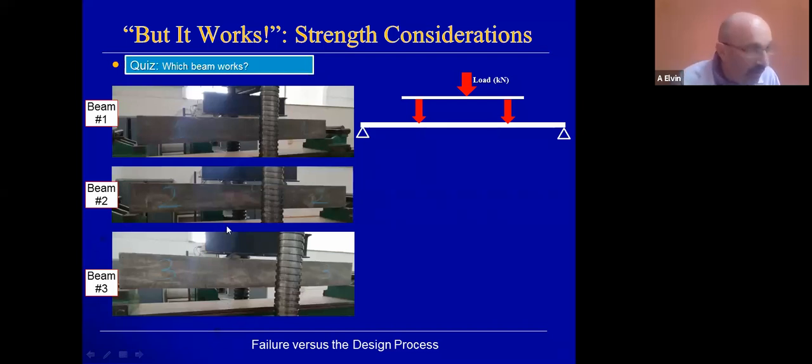Can anybody tell me or type away in chat which beam has failed and which beam works, or any other comment that you might want to write? Let's give you a few seconds. Which beam works? Could you tell me, please? All of them are supporting dead load, and all of them are supporting a little bit of live load. Now I want to know, perhaps that's a hint, which beam so-called works. Anybody? Silence. Don't be shy. Let's hear what somebody has to say.